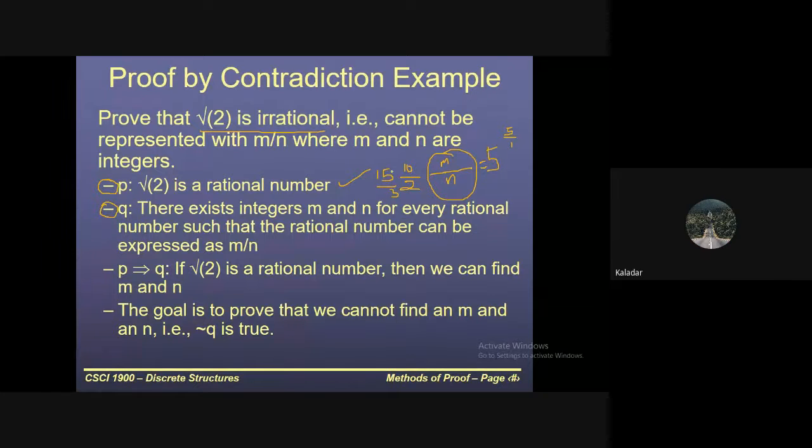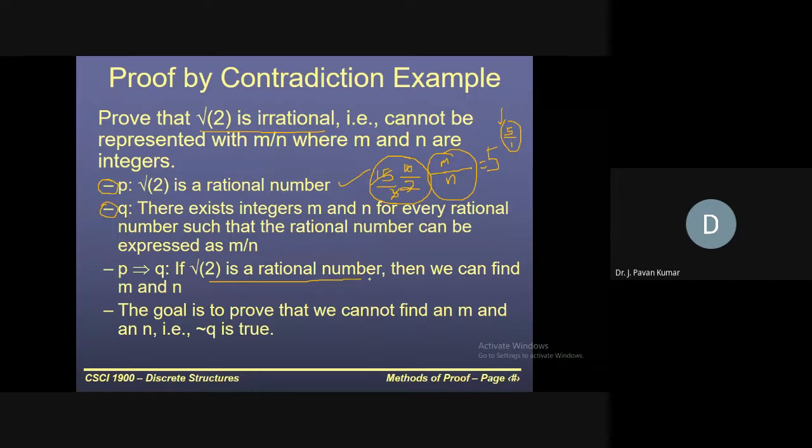Yes, sir. Here also we could reduce it to 5 by 1. So it is not the m by n representation which is used to claim that it is a rational number. 5 by 1, if we give, then that is correct. Understand?